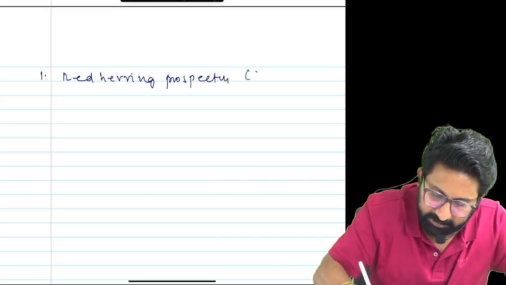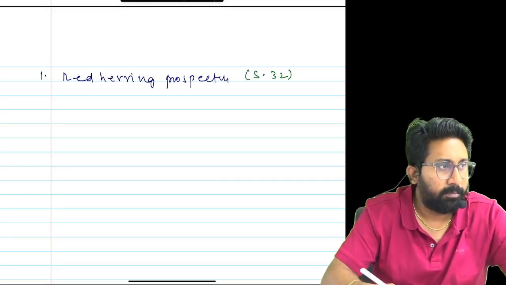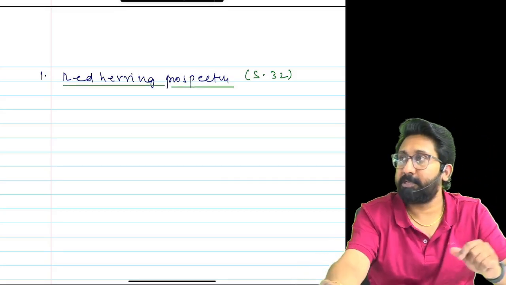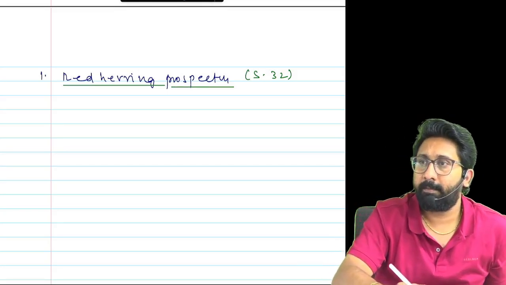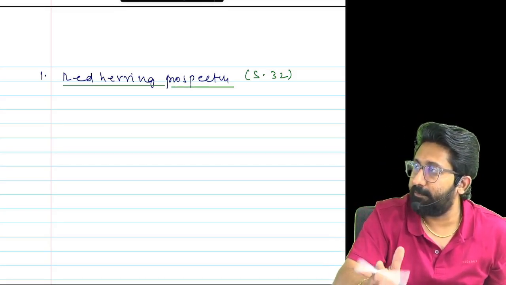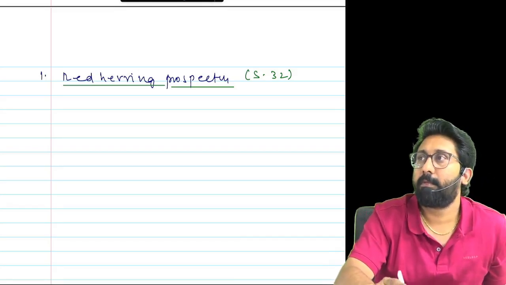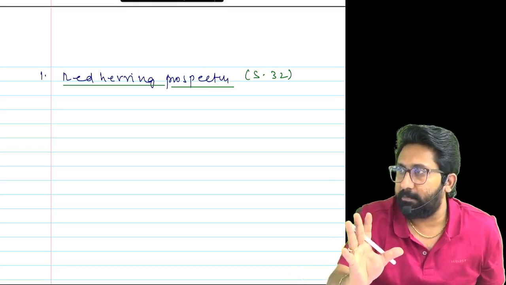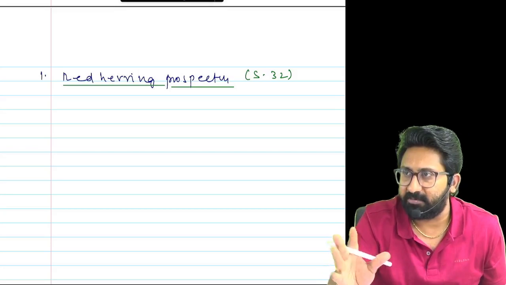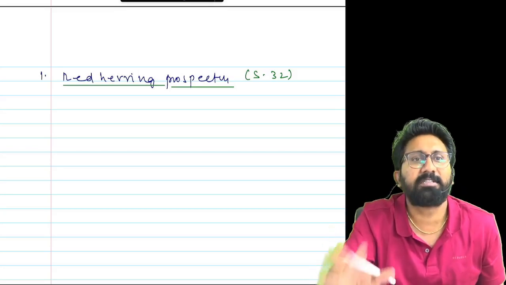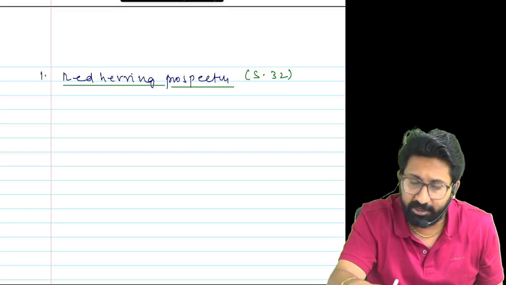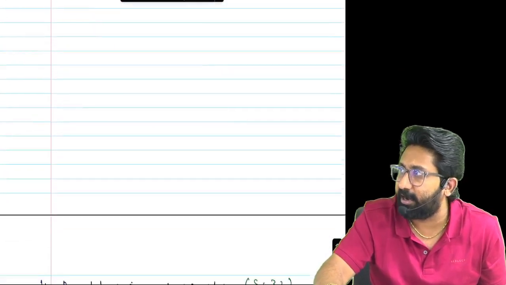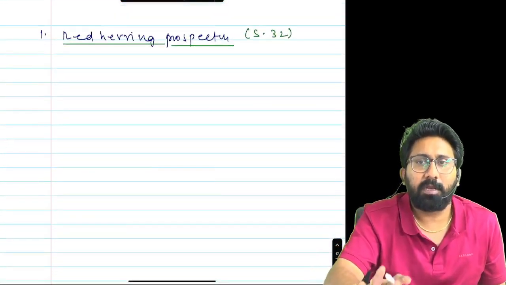Red herring prospectus, Section 32. Shall we? See here. If you properly listen, we'll complete this chapter in no time. 1.5 hours is the time given for this small, easy chapter, but students are leaving it because they don't understand types of prospectus clearly. Therefore, they could not read and remember, and they are leaving the chapter. So, let's not do that.